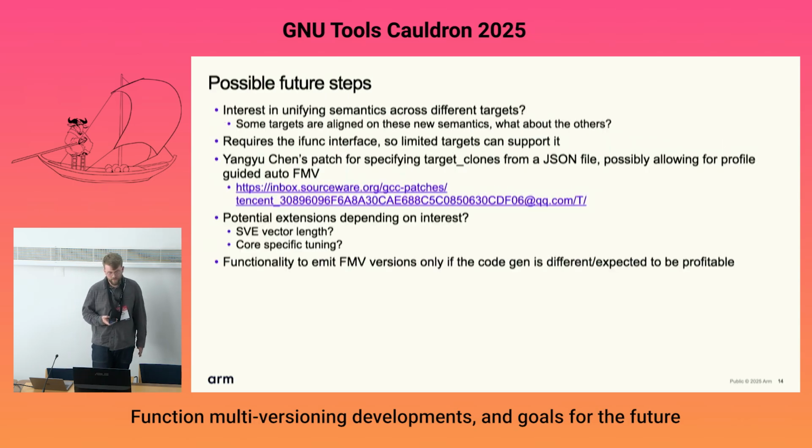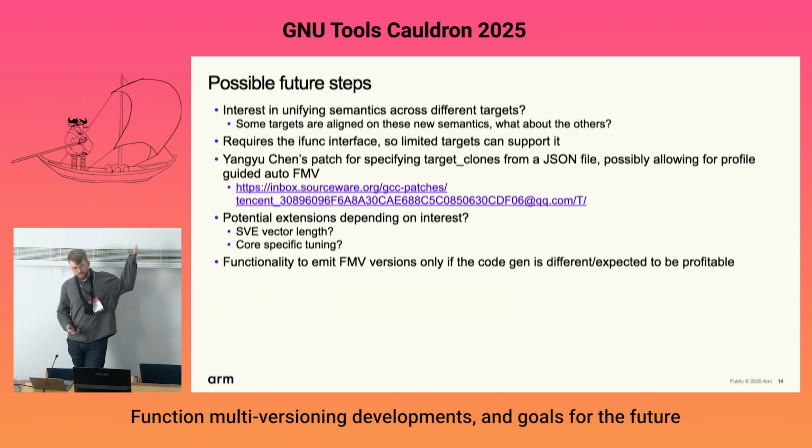Okay, and then what do we want to do in my hopes and dreams? One thing I'd like to do is unify these semantics across targets. I had to add loads and loads of quite ugly "if these targets do this, otherwise do this" that I would love to remove. So if there's anyone from other backends who wants to talk about that, I would love to talk about that. Obviously, it would be nice to be able to support targets that don't have ifunc and make this a wider thing, but that's very ambitious.